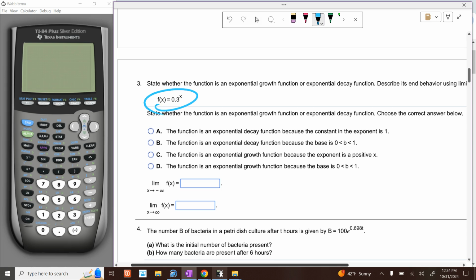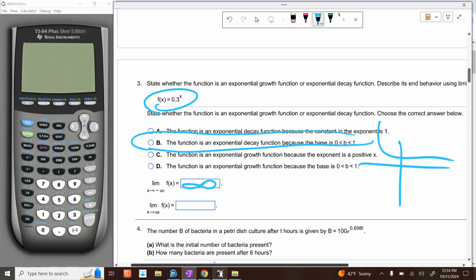Decay, because it's less than 1. Okay? Because it's in between 0 and 1. So it's a decay function because it's that. So it's going to look like this. Okay? So as it goes towards negative infinity, it's going to go up to infinity. As it goes towards infinity, it's going to get really close to 0, right?